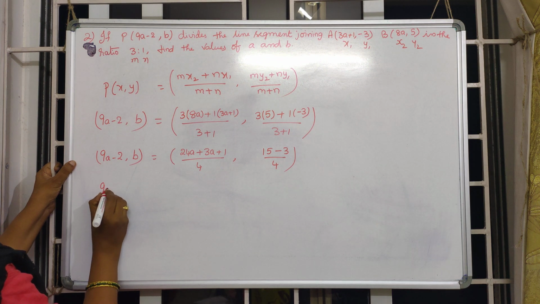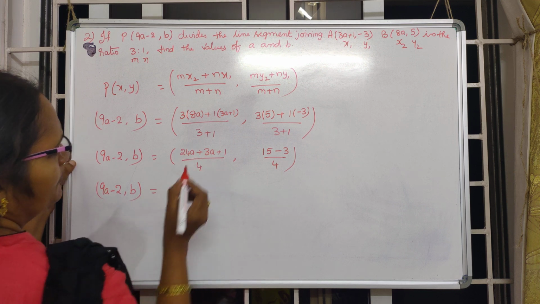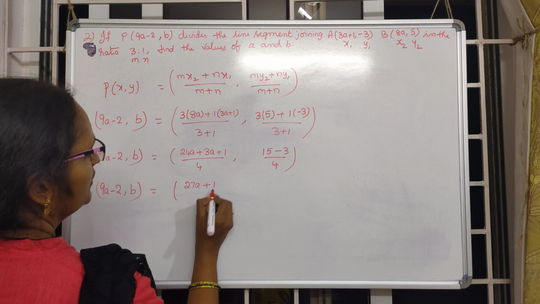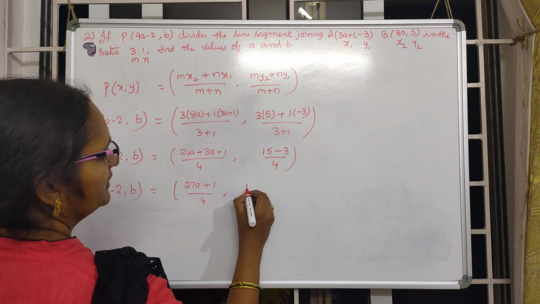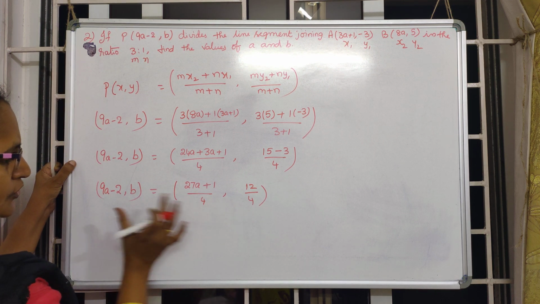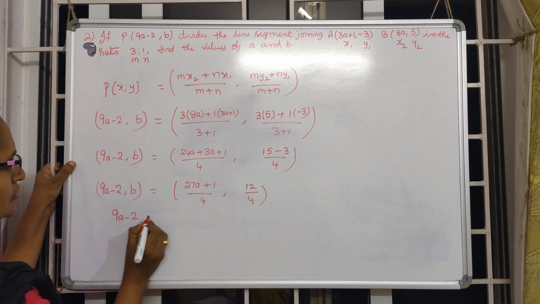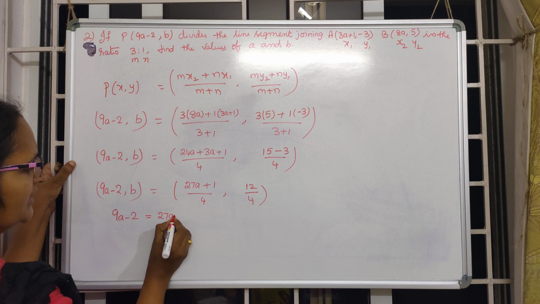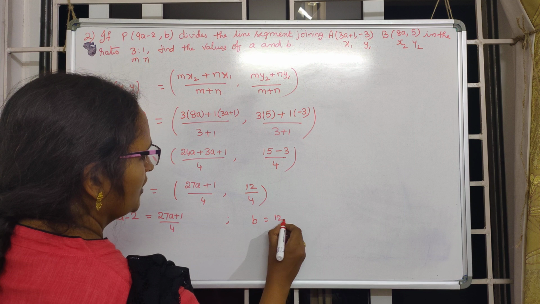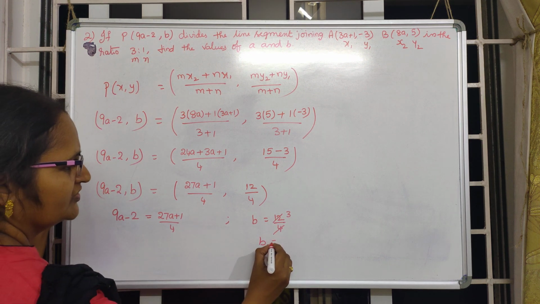Now (9a - 2, b) equals (24a + 3a...) This gives you (27a + 1) by 4, comma, here 12 by 4. Here these two are the coordinates, so we can compare them. How do we compare? 9a - 2 equals (27a + 1) by 4, and in the same manner b equals 12 by 4. 4 ones are 4, 4 threes are 12. So the b value is 3 here.